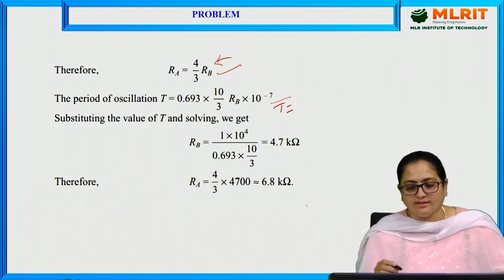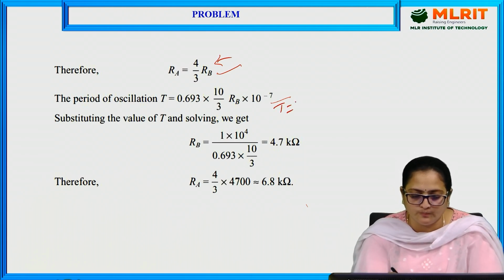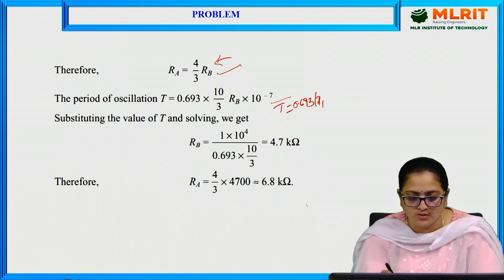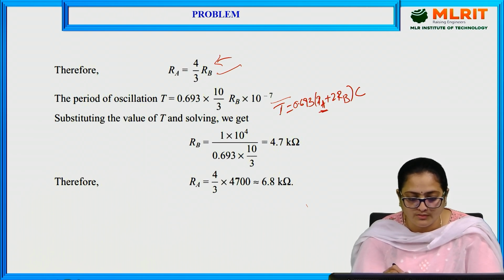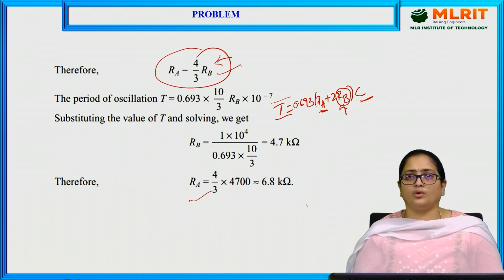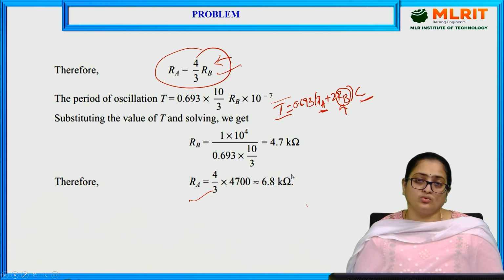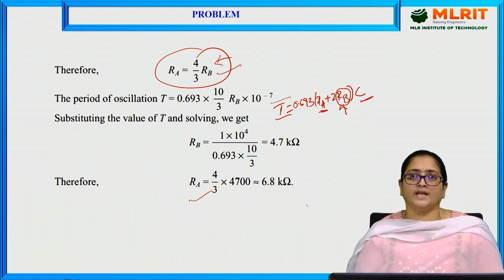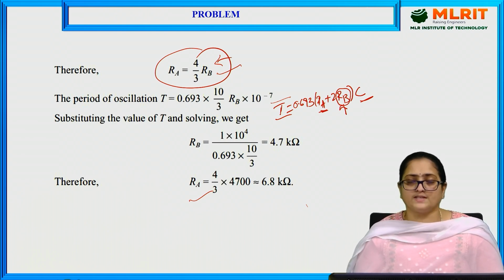The period of oscillation is given as T is equal to 0.693 into (RA plus 2RB) into C. You know RA in terms of RB, substitute here so that you get T. You know the T value and the C value given, so you can determine RB. And if you know RB, by using this equation you can calculate RA, which will be approximately equal to 6.8 kilo ohms. So this is the procedure for how to calculate the resistors and capacitors for an astable multivibrator when they have given a frequency of oscillation as well as the duty cycle.